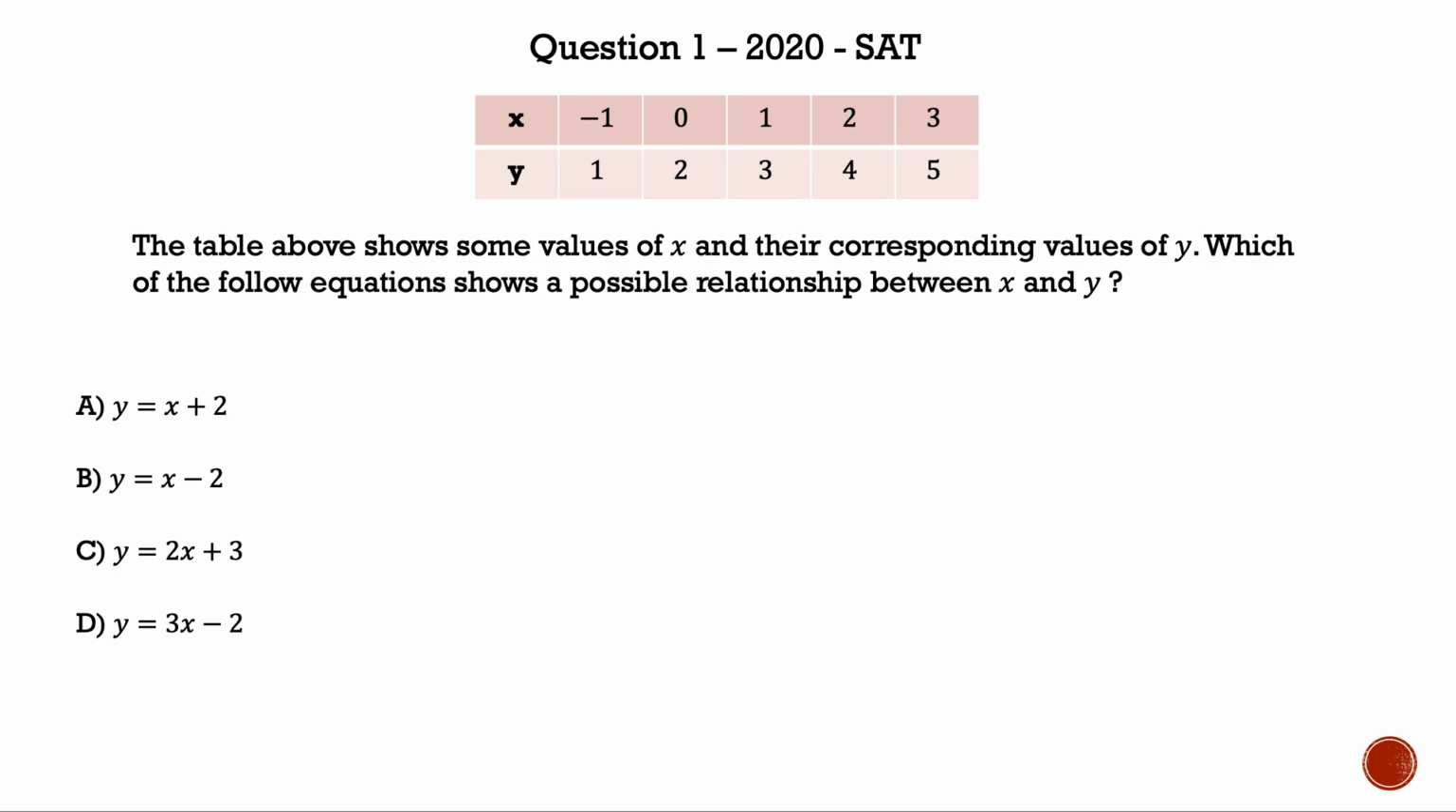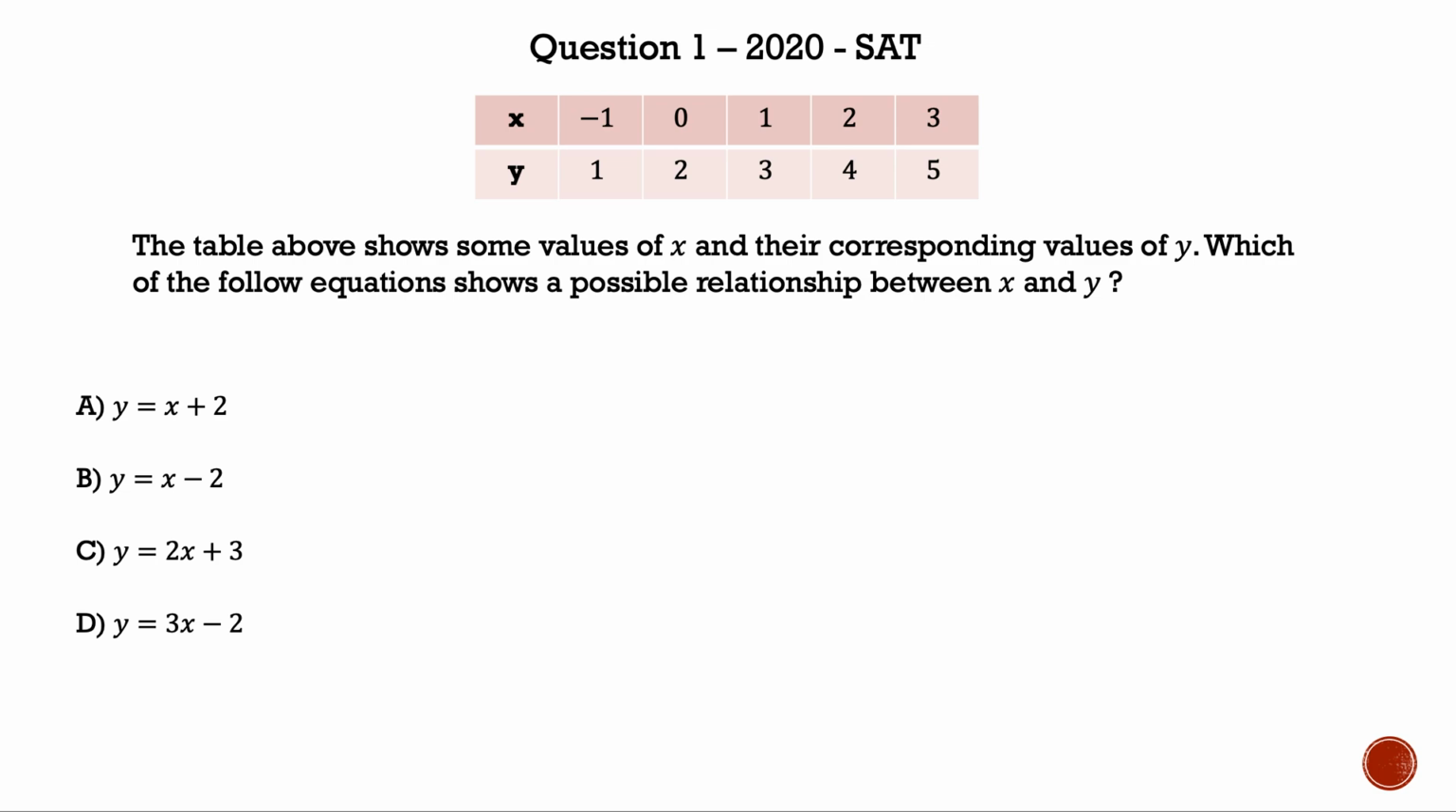Now, let's take a look at question 1 of section 3 of the 2022 SAT. Let's read the question. The table where we have x is equal to -1, 0, 1, 2, or 3, and the corresponding y values are 1, 2, 3, 4, or 5, shows some values of x and their corresponding values of y. Which of the following equations shows a possible relationship between x and y?